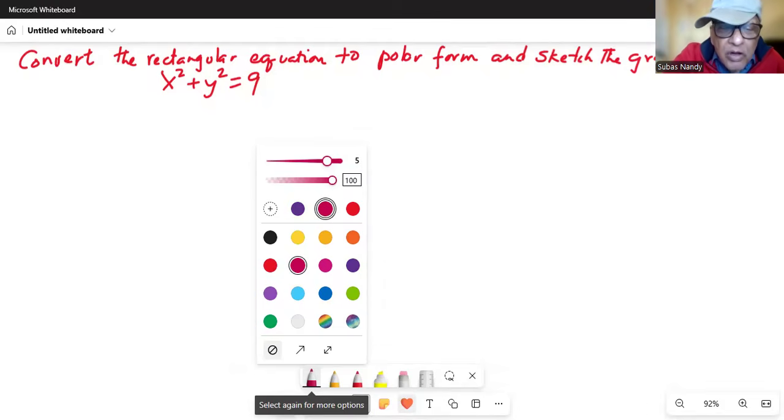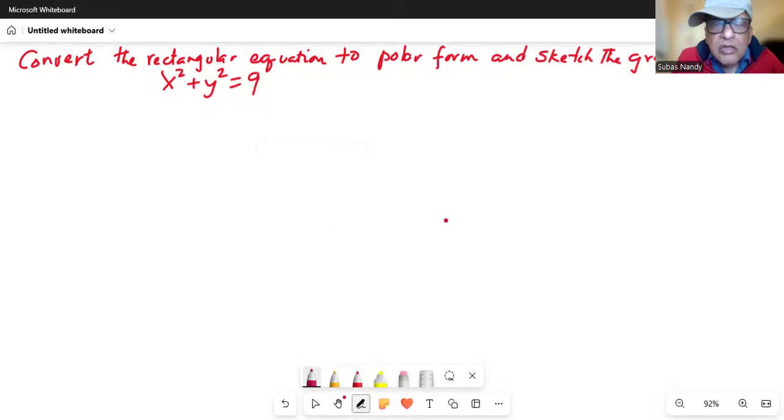So this is a problem where we are going to convert from a rectangular equation form to polar form, and we will sketch the graph. The rectangular form is basically the XY coordinate system, X on the horizontal axis, Y on the vertical axis, and the equation in this case is x square plus y square equal to 9.